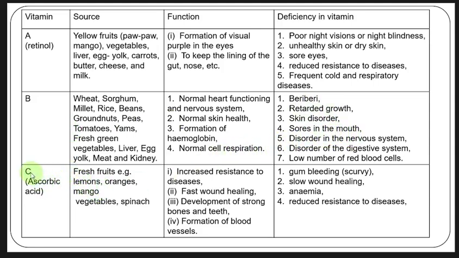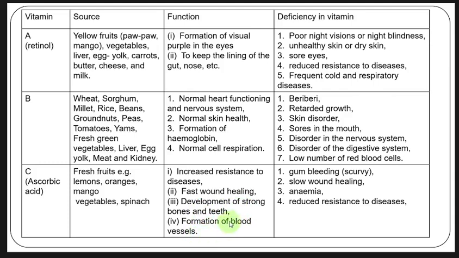Next, we look at vitamin C, which is also known as ascorbic acid, and it comes from fresh fruits such as lemons, oranges, mango, vegetables, spinach, etc. And its function is that it increases resistance to diseases, so it helps us to resist diseases, and also fast wound healing, and also development of strong bones and teeth, and also formation of vessels.